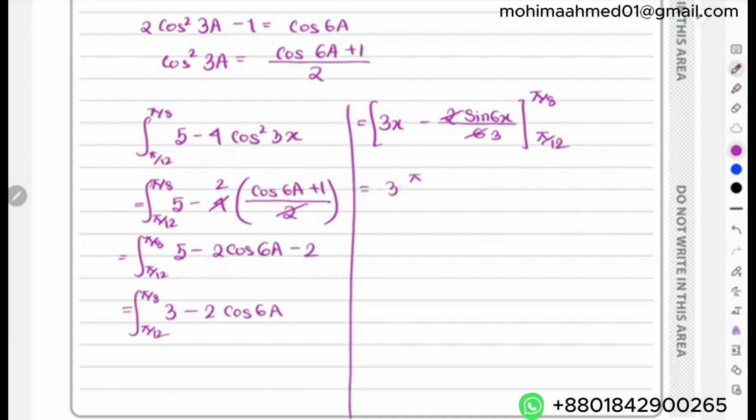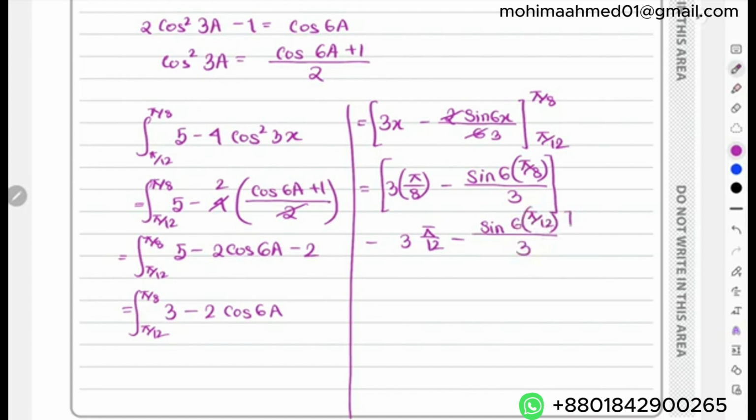So it will look like, now we'll input the boundaries. 3 pi by 8 minus sine 6 pi by 8 over 3, and then again it will be 3 pi by 12 minus sine 6 pi by 12 over 3. Okay, so that is it. You just need to do the calculation then, and that will give you the final answer. So if you calculate this, the final answer that you get is pi by 8 minus 2 minus root 2 over 6. Sorry, this is plus actually.